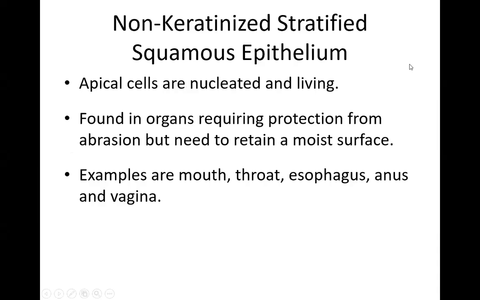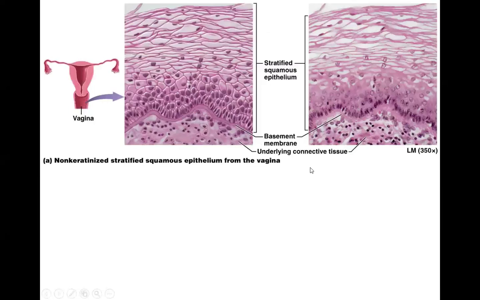So non-keratinized stratified squamous epithelium: the apical cells are nucleated and living, and they are found in organs requiring protection from abrasion but needing to retain a moist surface. Examples are the mouth, throat, esophagus, anus, and the vagina. So this is non-keratinized stratified squamous epithelium from the vagina. That's an example of the non-keratinized stratified epithelium.